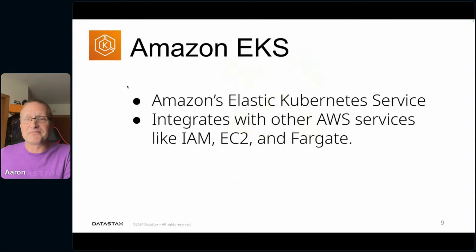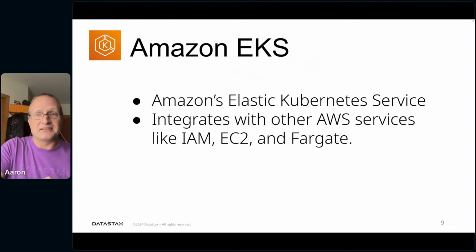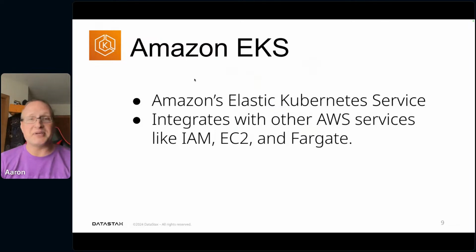All right, so diving right into it, Amazon EKS. Basically, it's pretty simple. It's Amazon's Elastic Kubernetes Service. The great thing about EKS is it lets you integrate easily with other AWS services as well, like IAM, EC2, Fargate. I've actually done quite a bit of integrating it with ECS as well, the Elastic Container Service. So you can have your Cassandra databases deployed on EKS and then also run your individual applications on ECS if you want to.